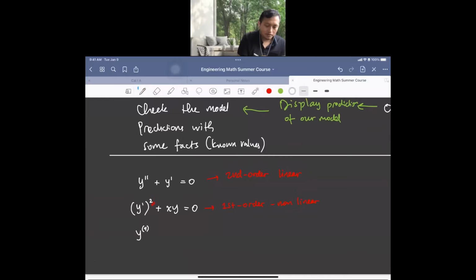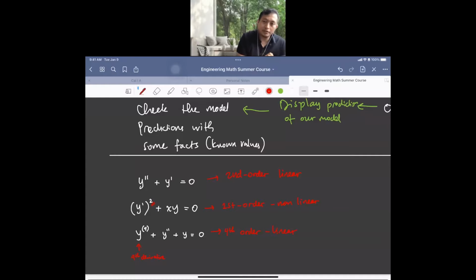If we have y with a four like that, remember it's not a power, it's the order, which means this is the fourth derivative. So it's the fourth derivative right here. So when we have this, let's say we have y double prime, and y equals zero. This is fourth order. But is it linear? It's linear.